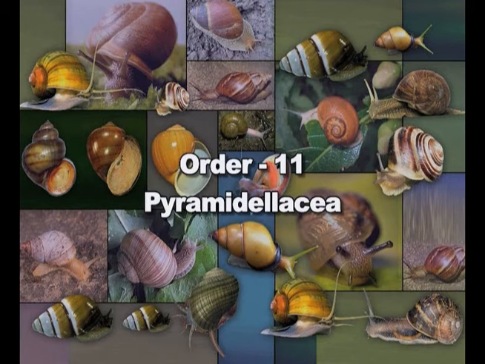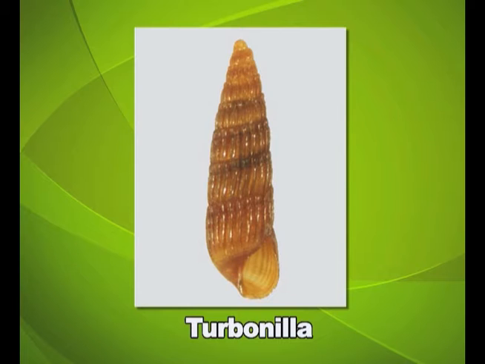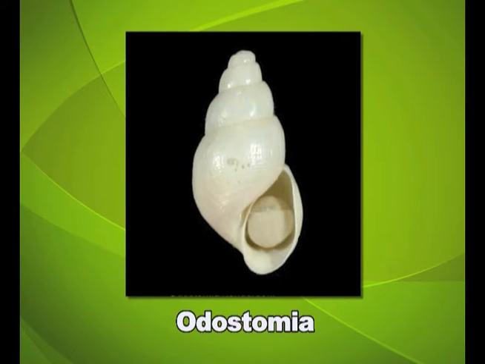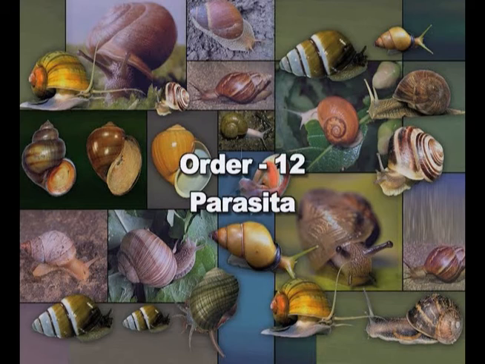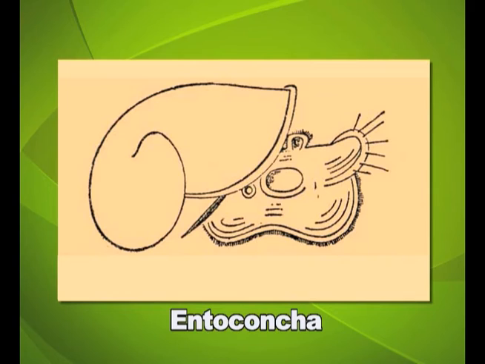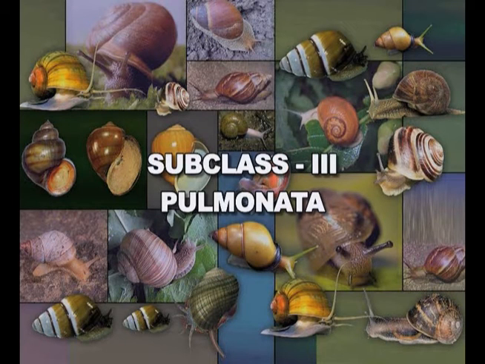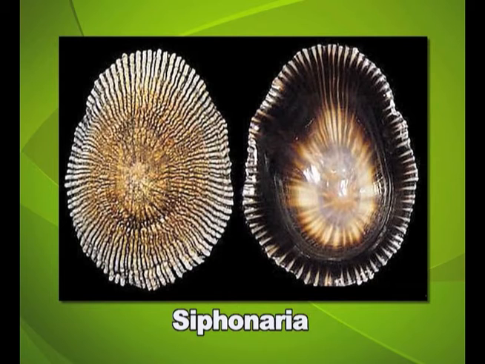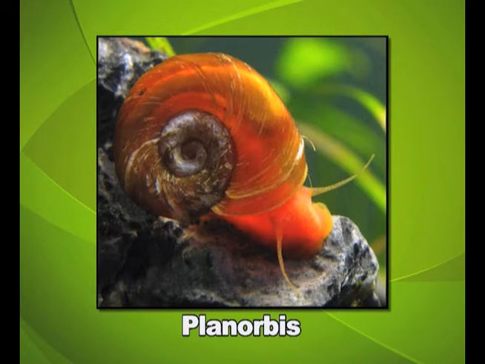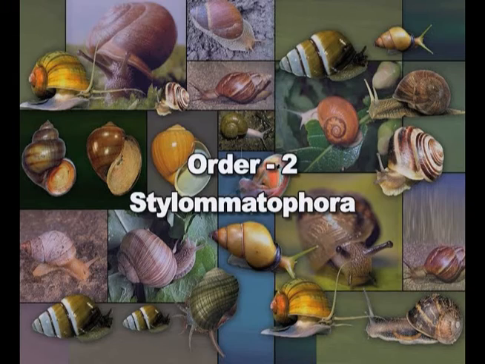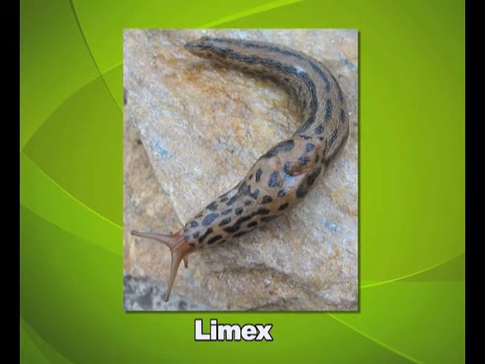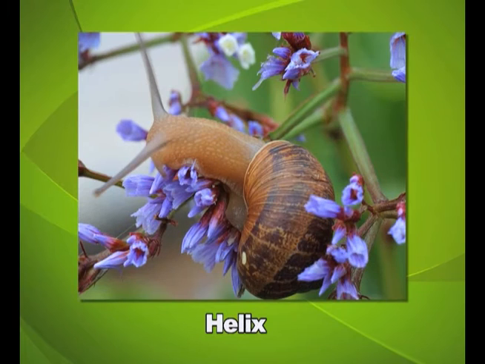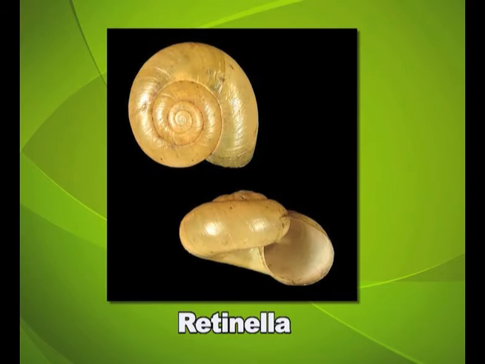Order 11. Pyramidellacea. Examples: Turbonilla and Odostomia. Order 12. Parasita. Example: Entoconcha. Subclass 3. Pulmonata. Order 1. Basommatophora. Examples: Siphonaria and Planorbis. Order 2. Stylommatophora. Examples: Limax, Helix and Retinella.